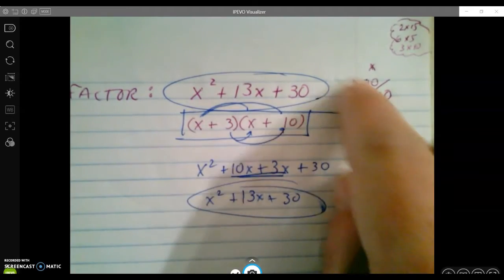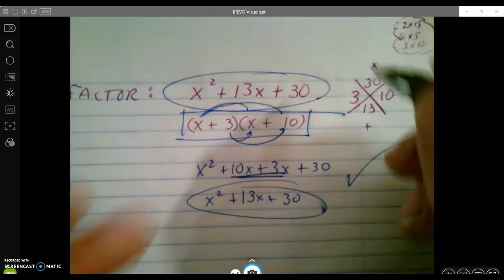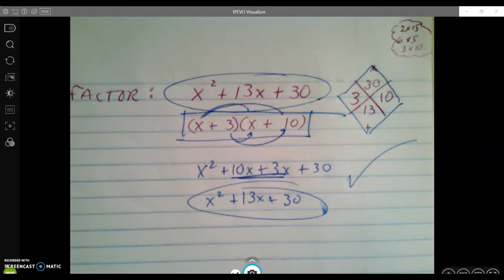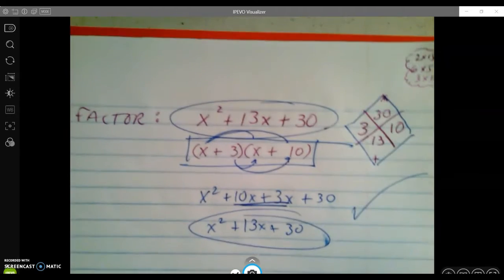Okay, so sometimes we use the x method like that. Some people put a diamond around it and call it the diamond method. There's variations of this, but it's all essentially the same. So let's look at another example here. We'll make one up here.